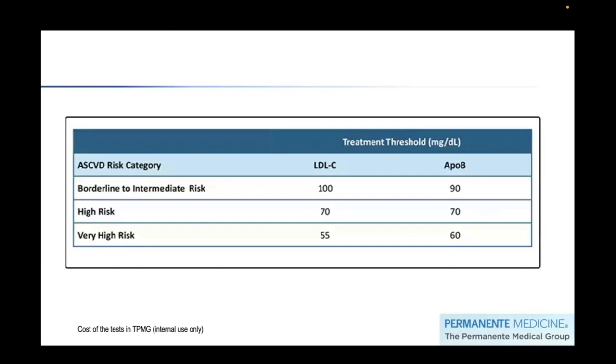The reason it becomes so complicated is that cardiologists here are having trouble even remembering the cutoffs for LDLC. So then you start adding ApoB, and people have to memorize these cutoffs too. Trust me, when people are busy, in my mind it just confuses things. So now, next slide.